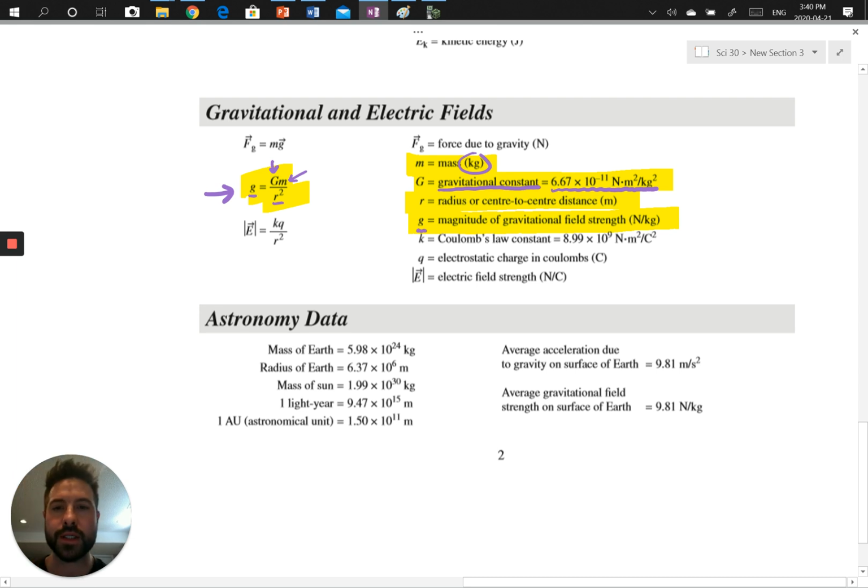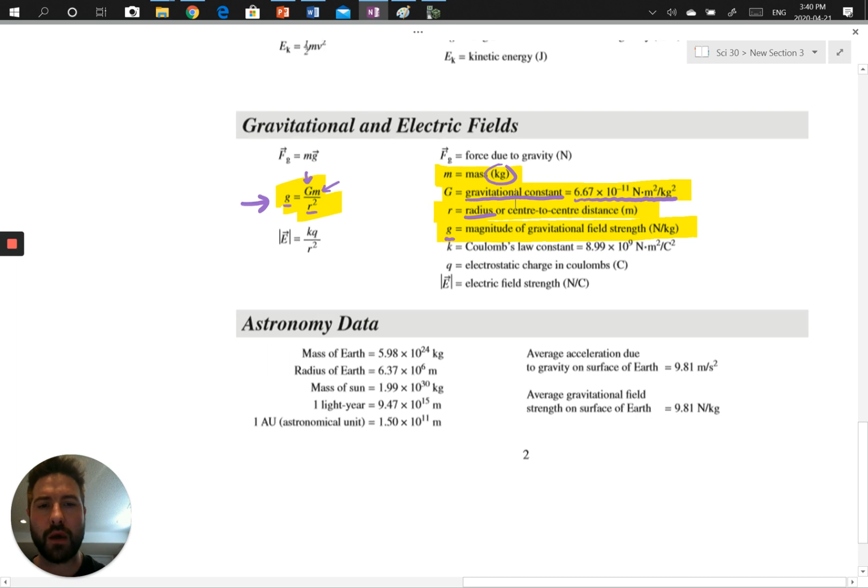Now, R is basically distance. It's the separation distance between two objects. And we're going to look at the surface of Earth here, so I'll explain how to use that. Sometimes it's explained as radius, and I'll explain why. So let's go over here and look at our question again.